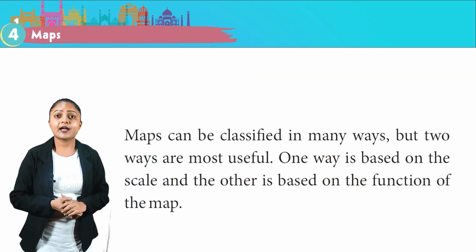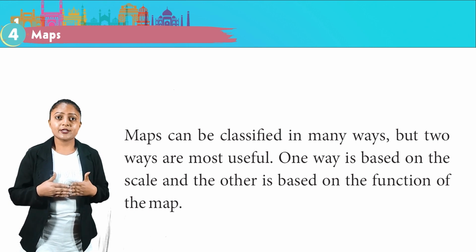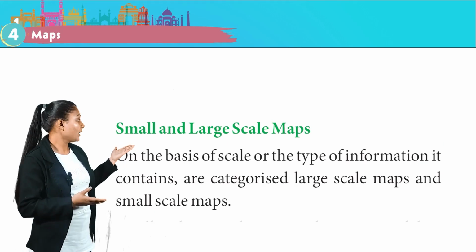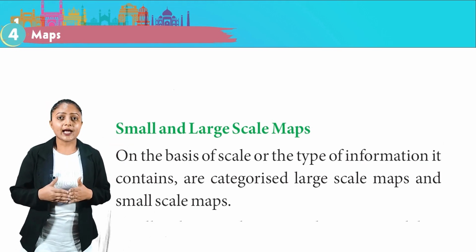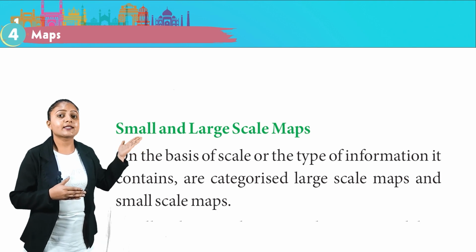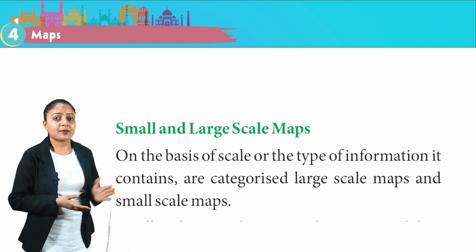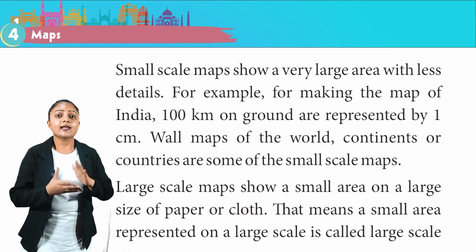Maps can be classified in many ways, but two ways are most useful. One way is based on the scale and the other is based on the function of the map. Small and large scale maps. On the basis of scale or the type of information they contain, maps are categorized as large scale maps and small scale maps. Small scale maps show a very large area with less details.